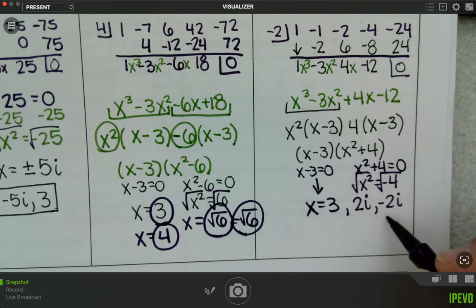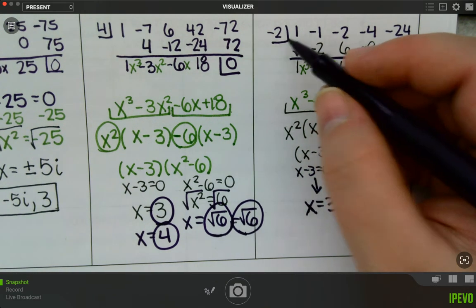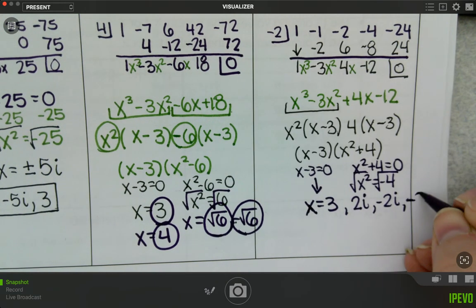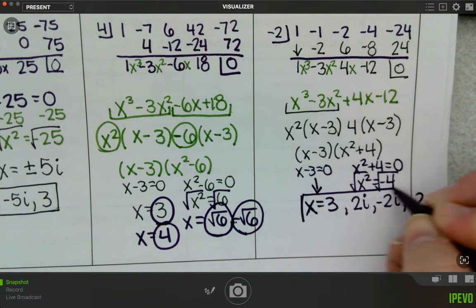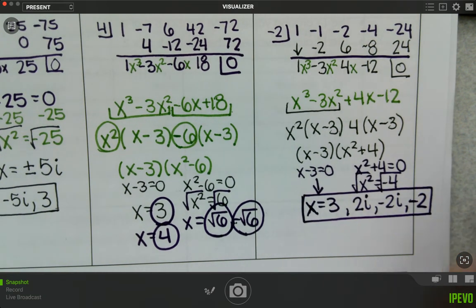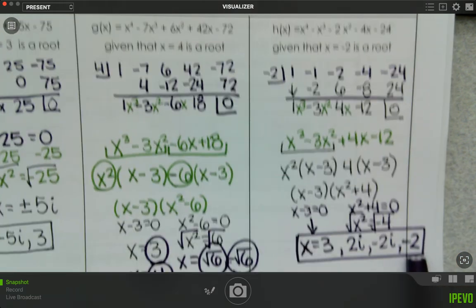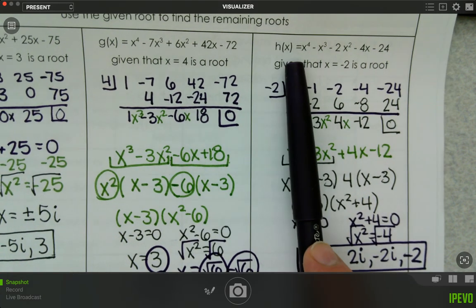And those are 3 of your zeros. The 4th one is right here. So -2. Always make sure you have 4 zeros if it was an x to the 4th problem.